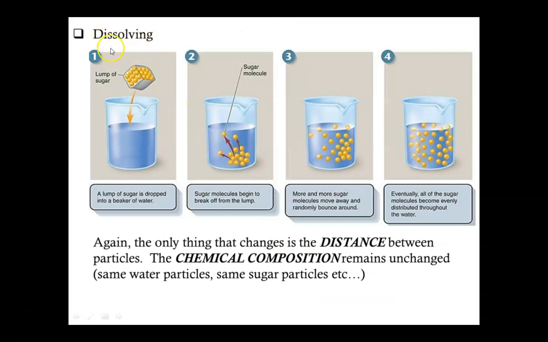When we dissolve a substance, so we dump a lump of sugar into water, the water molecules start to spread out the sugar. In the end, sugar tastes sweet. Sugar water also tastes sweet because the molecule structure has not changed. They are still sugar molecules, just surrounded by water molecules. The water remains as H2O and the sugar stays as C12H22O11. So again, the only thing that changes here is the distance between the particles. The chemical composition remains unchanged. So dissolving is still a physical change.